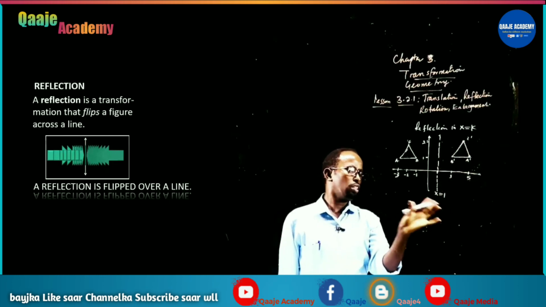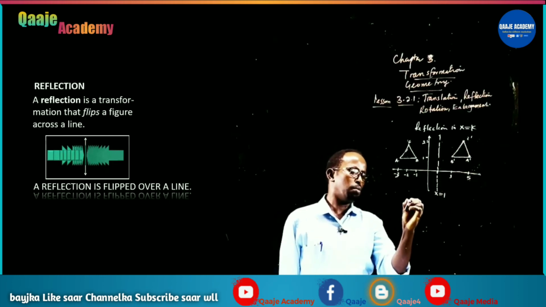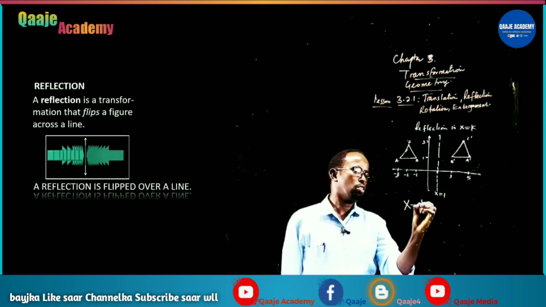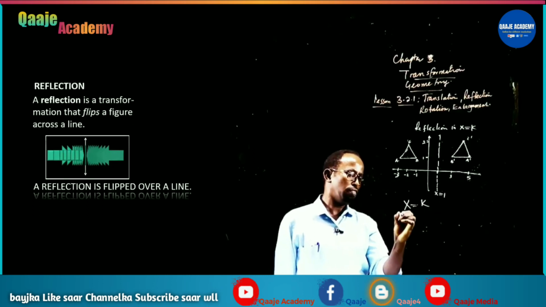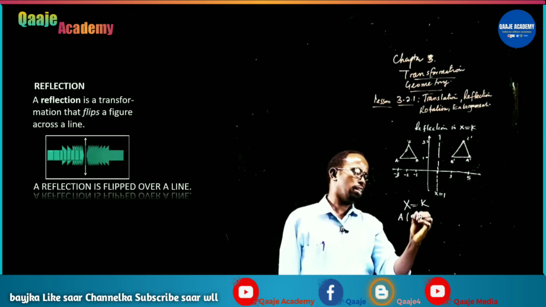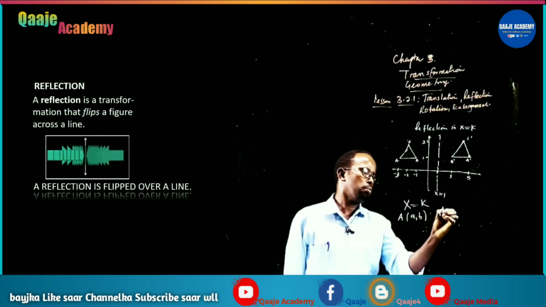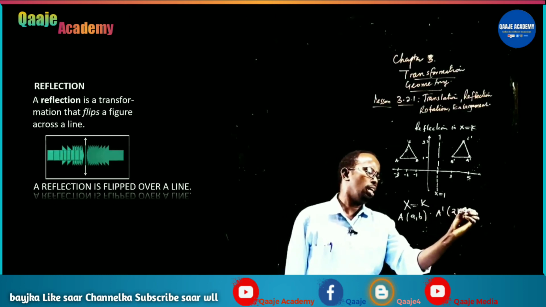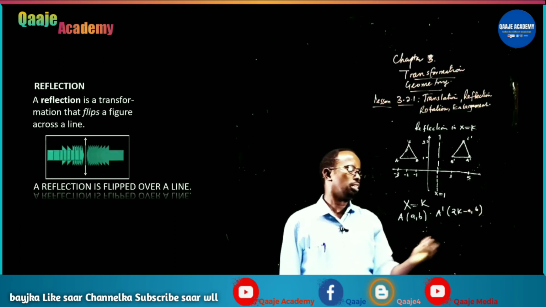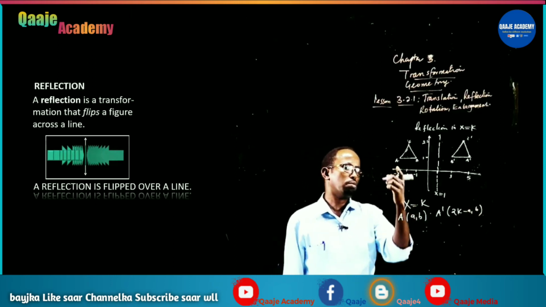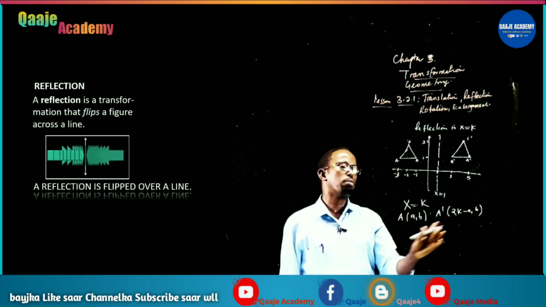We can use the general formula again. If, for example, this is a reflection in the line x is equal to k, the formula will be, if the object is (A, B), then the image A prime will be (2k minus A, comma B). You can check one of these. Let me try and prove whether this formula is correct.